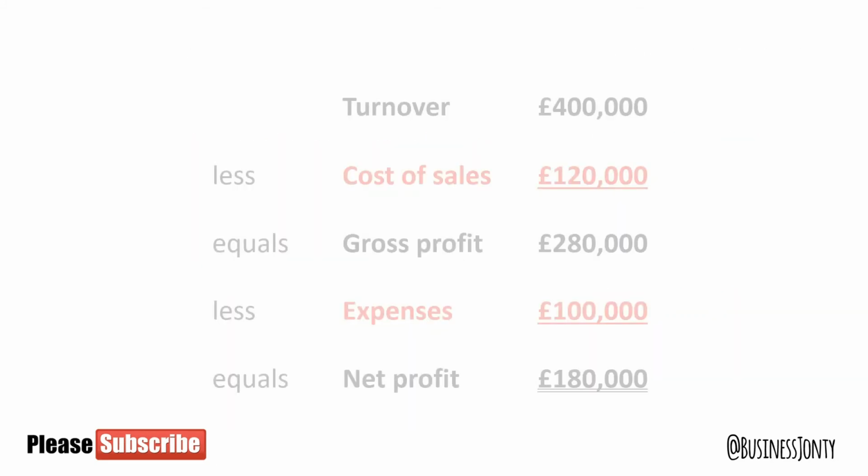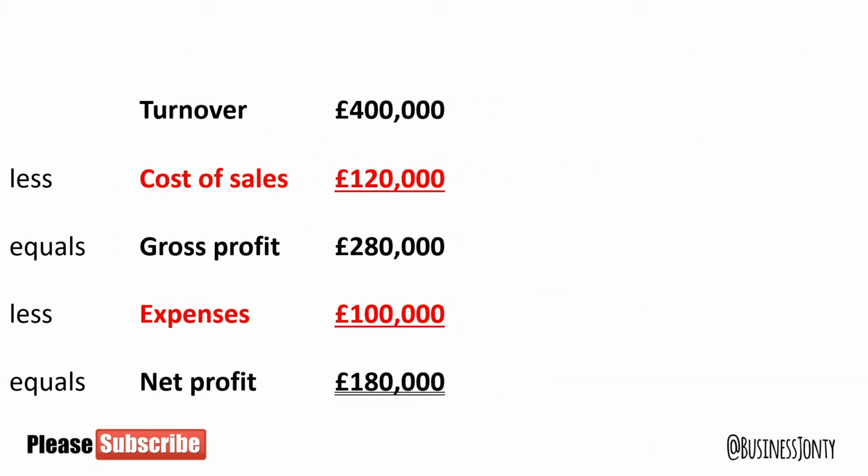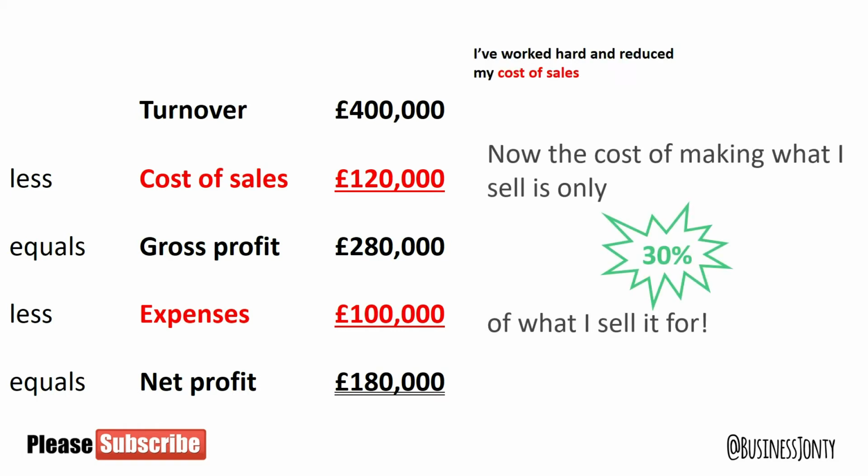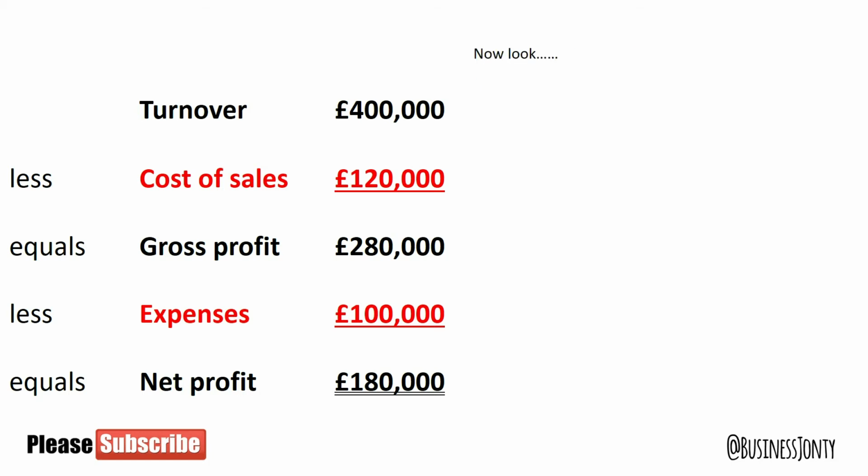Now what I've done is I have worked really hard and I have reduced my cost of sales down to £120,000, which is only 30% of my sales costs. I might have done that by putting in automation or negotiating with my suppliers. But now what is happening is much less money is being sucked away from my sales costs. And I appreciate that other stuff goes on, like we've got to maintain quality and all that sort of stuff. But in this instance, let me show you what's happening.